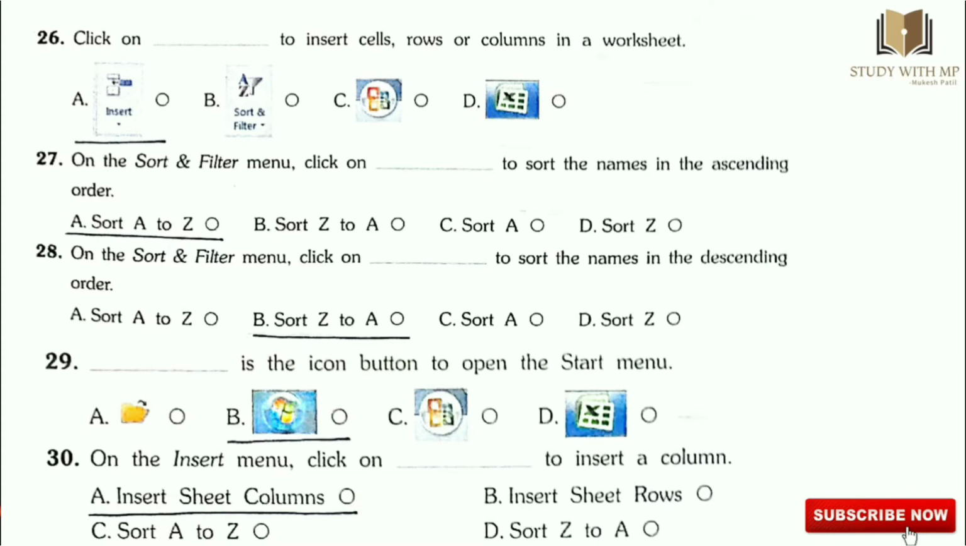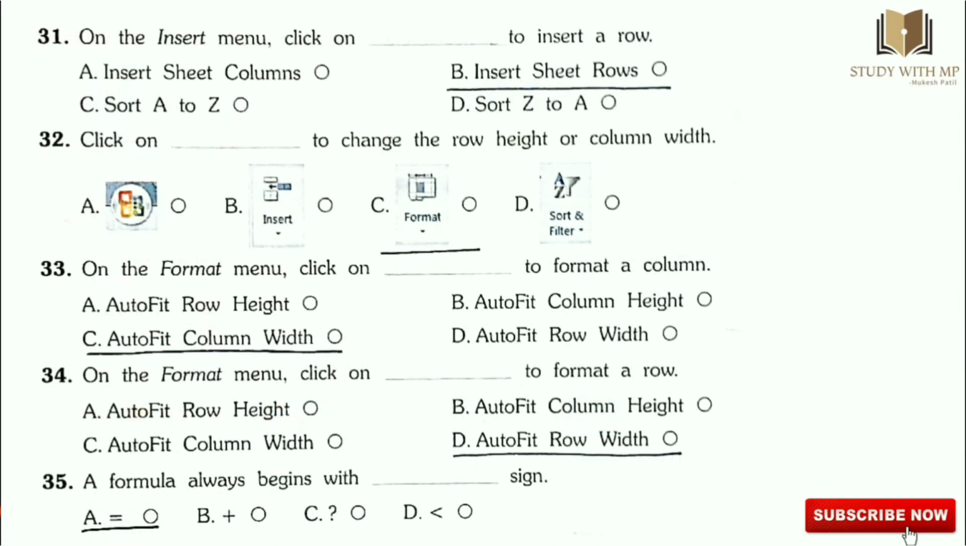27, on a sort and filter menu, click on sort A to Z to sort the names in the ascending order. 28, on the sort and filter menu, click on sort Z to A to sort the names in the descending order. 29, blank is the icon button to open the start menu, so B. 30, on the insert menu, click on insert sheet column to insert a column. Okay, 31 number. On the insert menu, click on insert sheet row to insert a row.